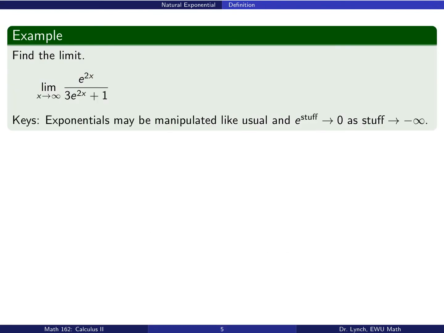So here's a limit. Let's go ahead and look at the limit as x goes to infinity of e to the 2x over 3 times e to the 2x plus 1. And a couple keys here. Exponential functions can be manipulated like usual, and e to the stuff goes to 0 as that stuff goes to negative infinity. So here we'll multiply numerator and denominator of this quotient by the reciprocal of the biggest exponential in the denominator, which is e to the 2x, so e to the minus 2x in this case, as we'll see.